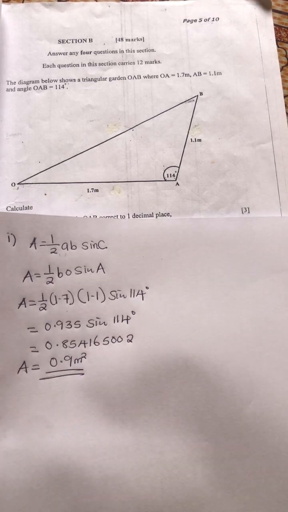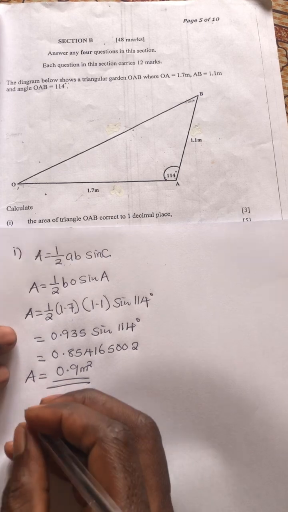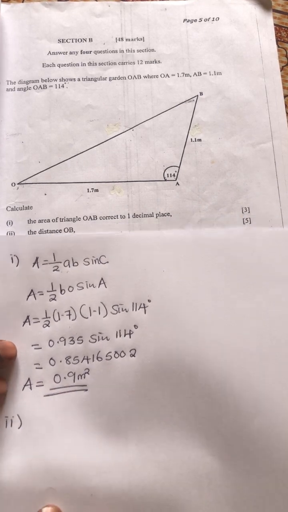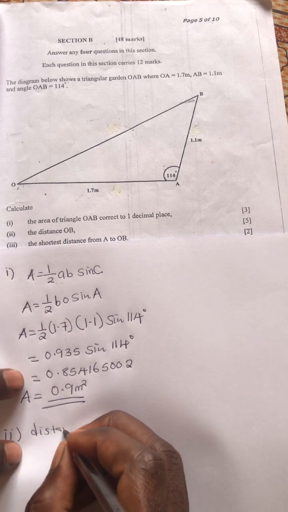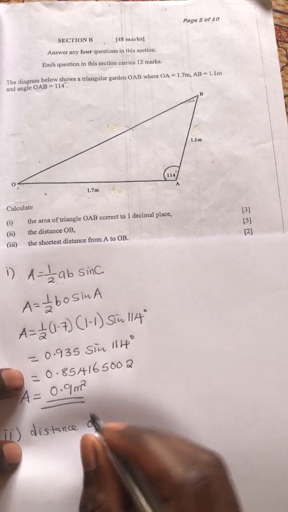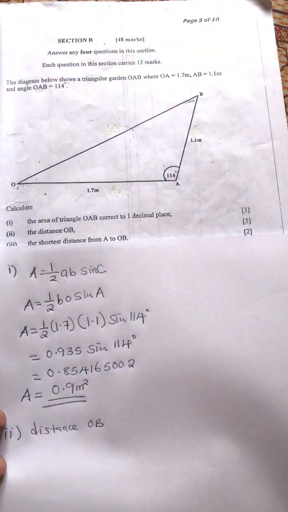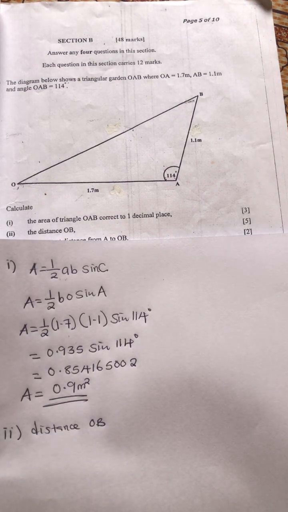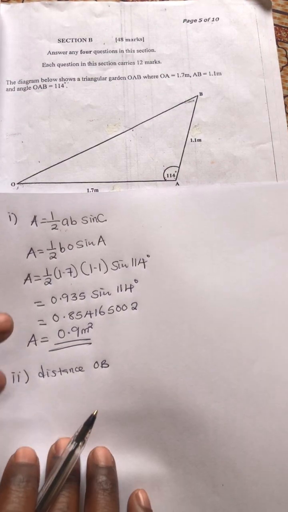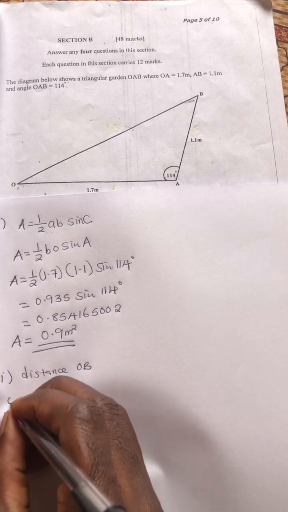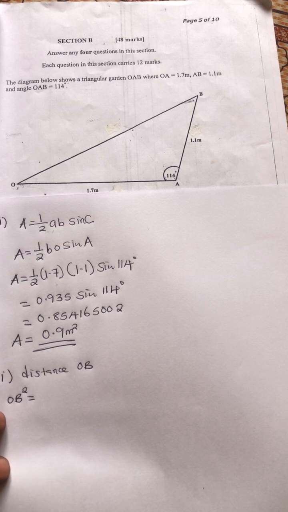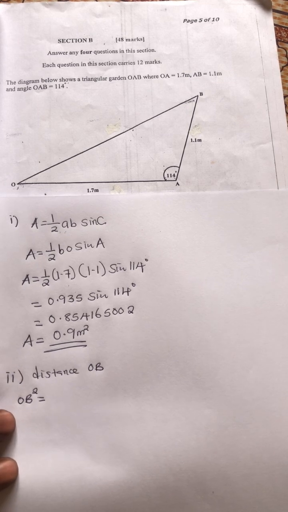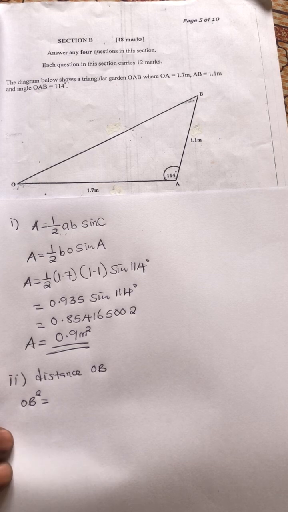That is for A. Now we move to question number 2, which says the distance OB. So distance OB is this from O to B. We've been given OA, and we've been given the other side, so we need to find OB. Maybe let me say we are using the cosine rule in short, because two sides have been given. So we are using the cosine rule.